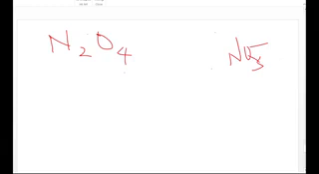Now, the reason why I brought this is because the answer said by the first person is correct. But another way we can name it: you see this is two nitrogen, so we can call it dinitrogen.